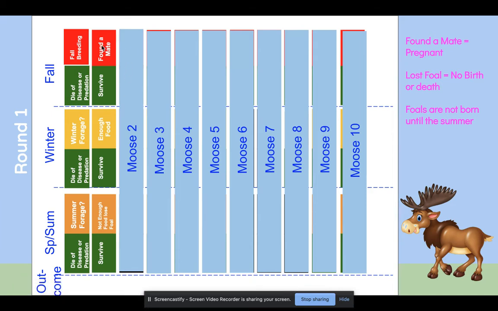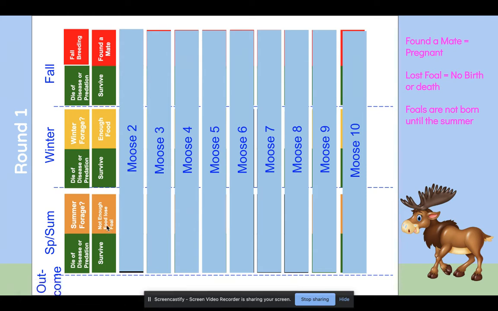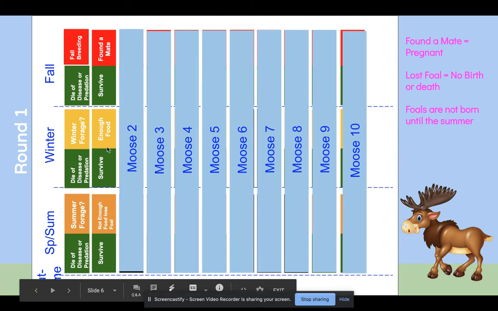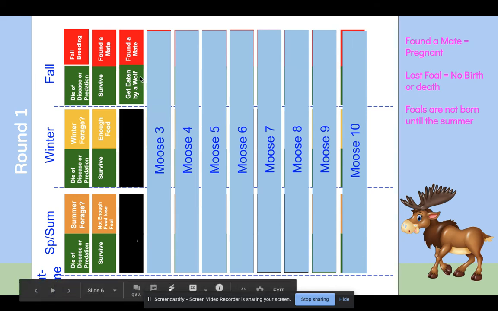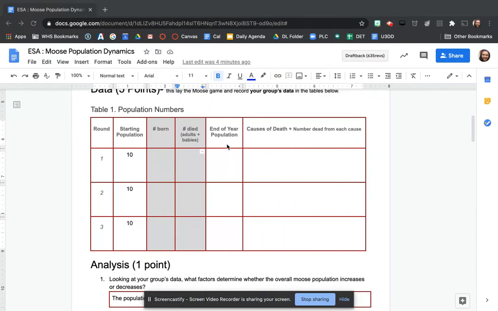Moose 1 found a mate, so found a mate equals pregnant. Yay! It survived through this. It had enough food, it survived the winter. However, there was not enough food and it lost the foal. The foal wasn't born yet, so we're just at 1. Since we started off with 1 and we're ending up with 1, we don't need to write anything down. Moose 2 found a mate. However, it got eaten by a wolf. So this is a death, and now I'm going to go over here and track my death.